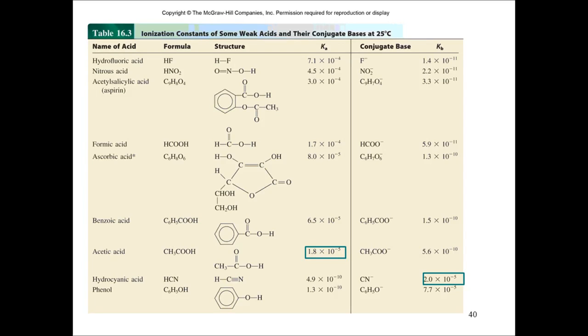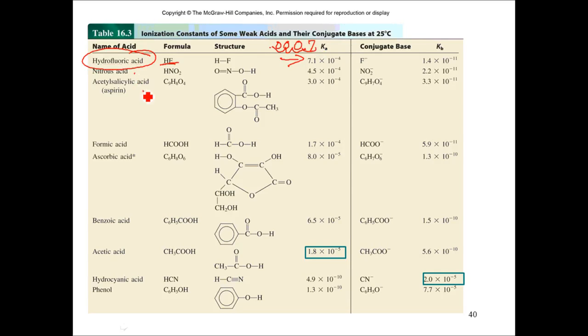So on slide 40, let's look at table 16.3, the ionization constants of some weak acids and their conjugate bases. You knew from the beginning here, hydrofluoric acid is a very weak acid. Its Ka is 7 times 10 to the minus 4th. Whenever you're thinking about this, remember that would be 0.0007 is its Ka, is what you're looking at here. So realize what we're saying, these Kas are relatively low.